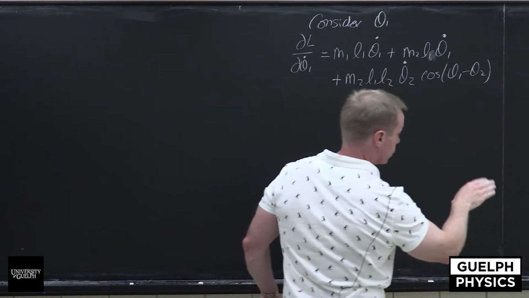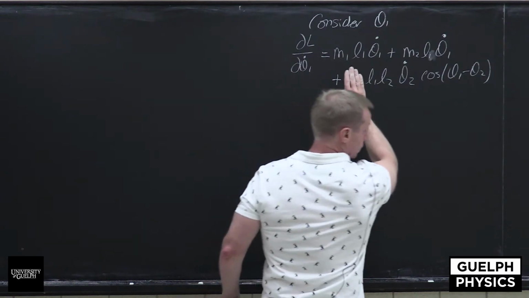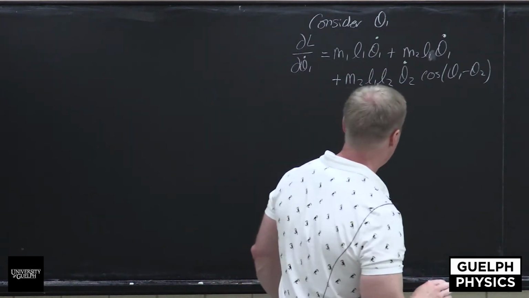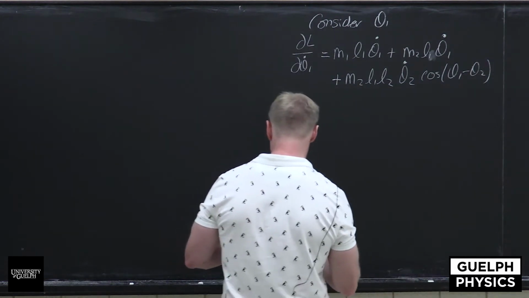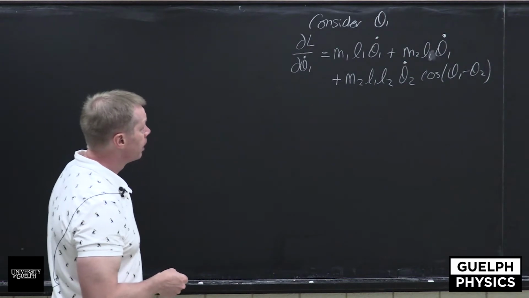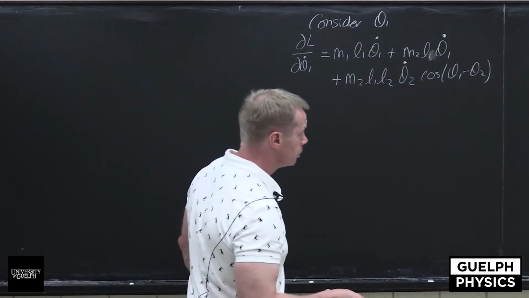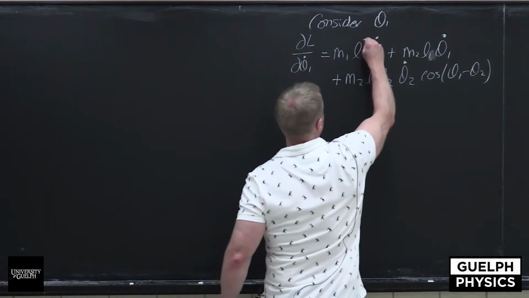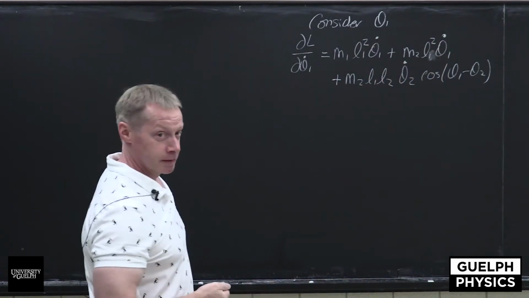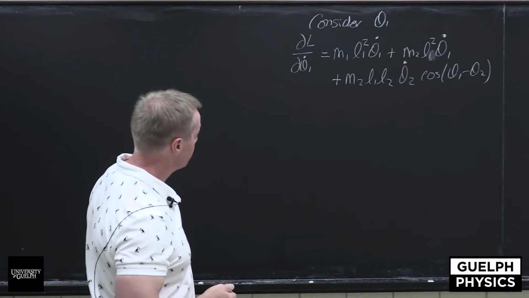And I'll just make sure I have my factors correct. That's m2, yes. And that is it. Shouldn't it be L1 squared? L1, oh yes, thank you, L1 squared. Yeah, I was so worried about the subscripts that I dropped the exponents.